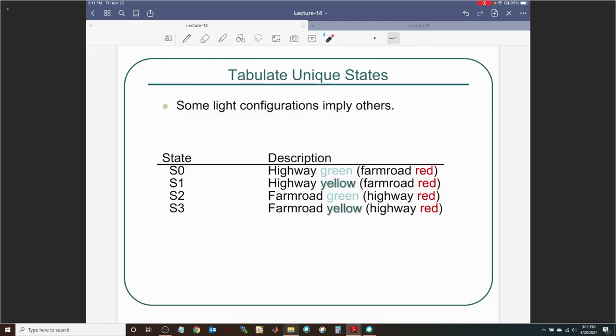So we don't need two separate states. We can just accumulate that as one state, S0. S0 can be the state in which the highway green light is asserted, and at the same time, the farm road red light is asserted. So you've got four states, two outputs per state. You have to switch off all the others, right? So you can say two active outputs per state.